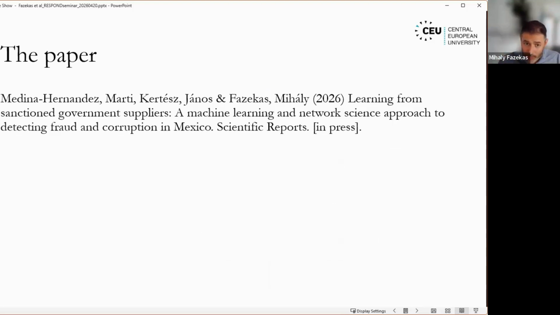Okay, paper number 2 is co-authored with Martí Medina Hernández and János Kertész, both from the Central European University. And this is based on data from Mexico. This is using machine learning and network science to predict and detect fraud and corruption in Mexican procurement. And this is now accepted for publication in Scientific Reports, which is a very high quality natural sciences interdisciplinary journal, for those of you who don't know it.